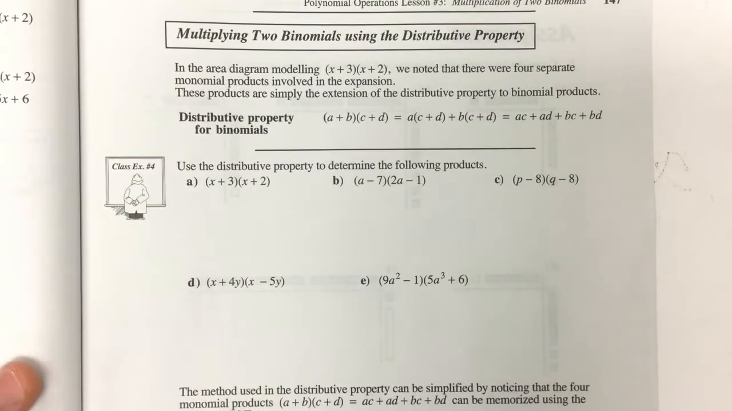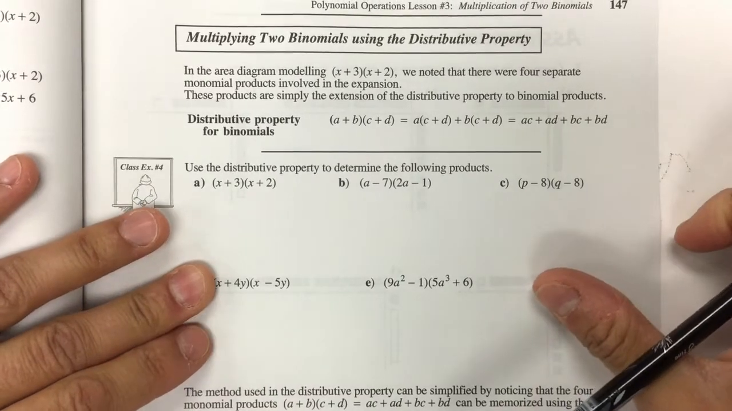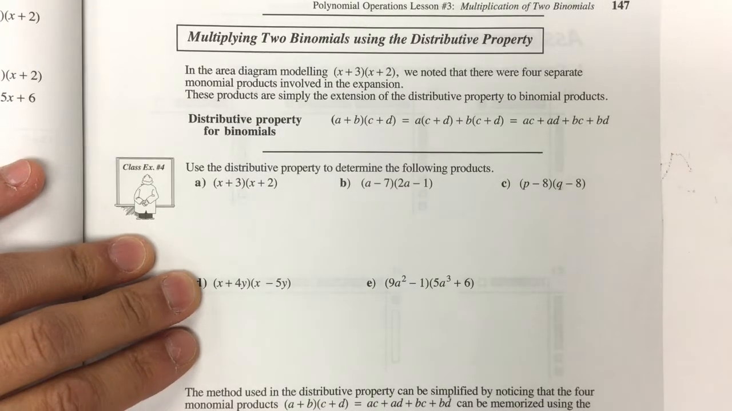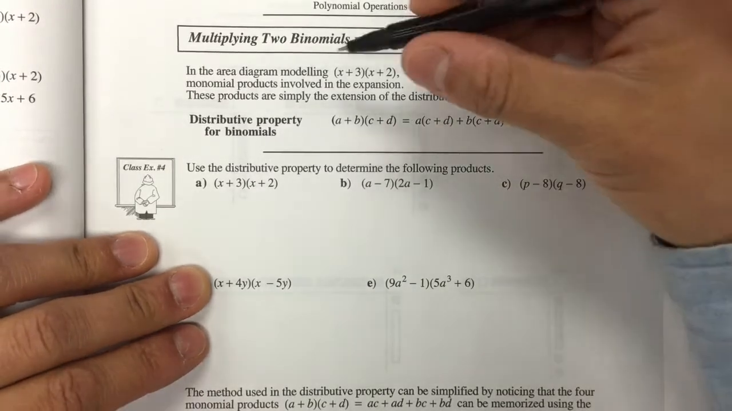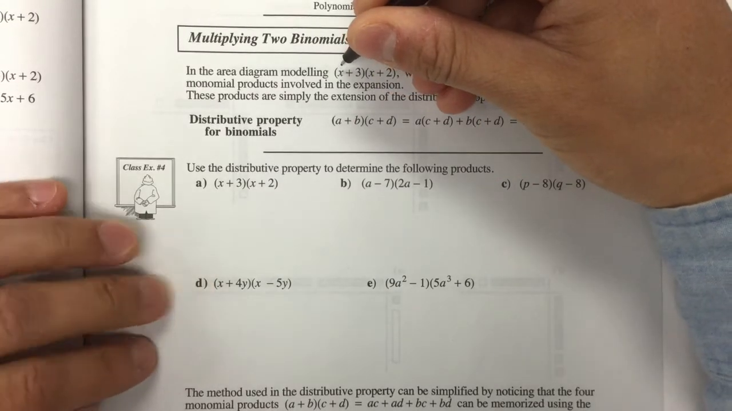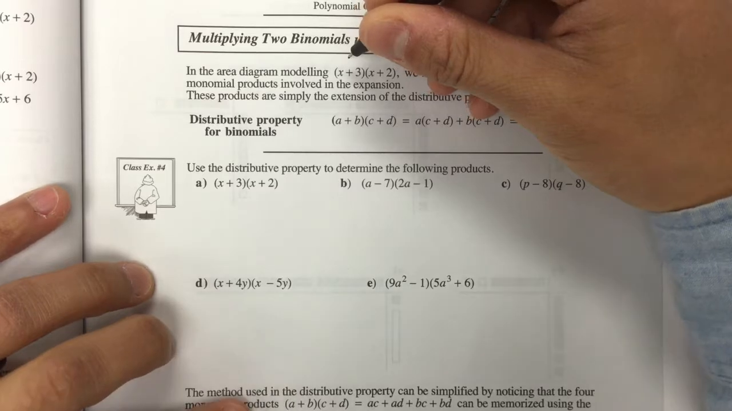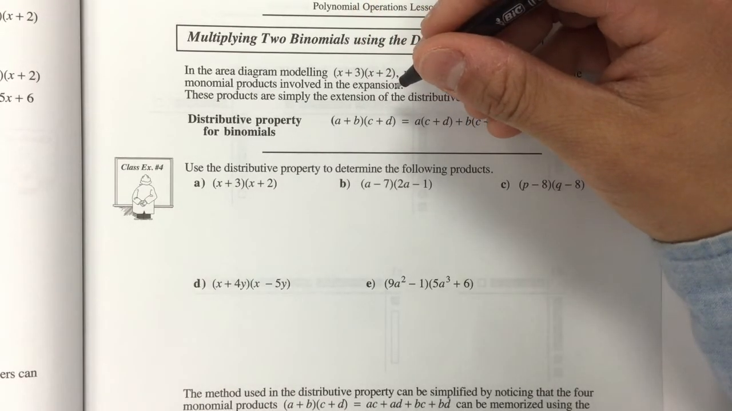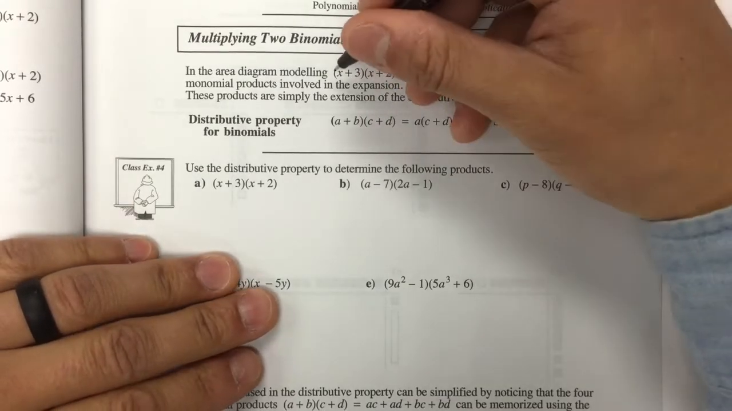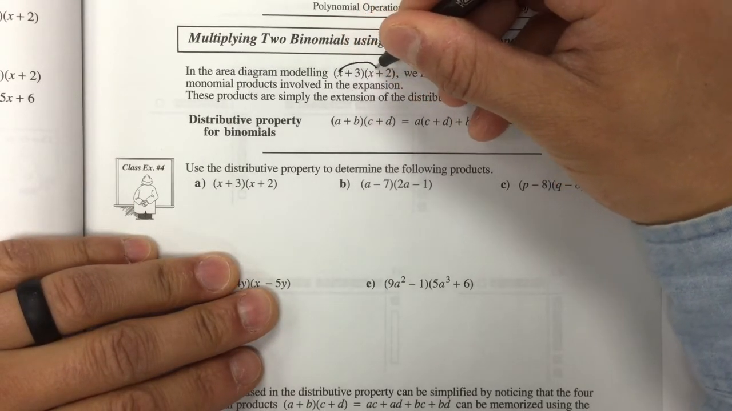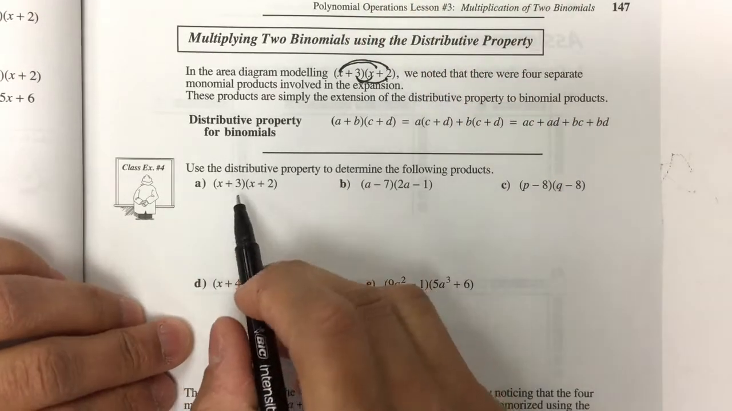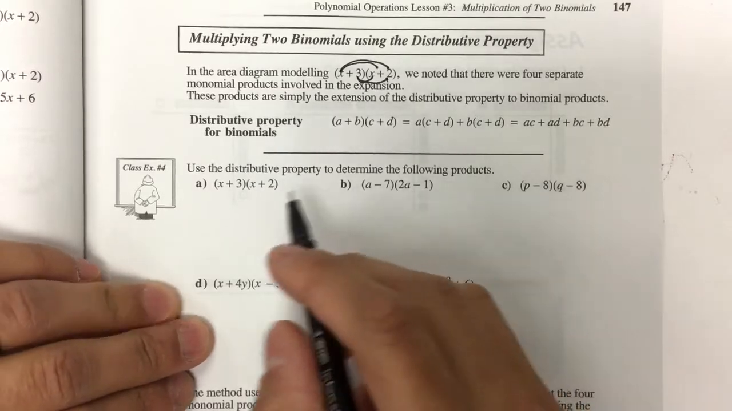Now that's not the only way to multiply binomials. We can also multiply binomials using the distributive property, or the distributive method. Now, when we're using the distributive method, we use a process that I'll explain in this next section here. I've got to distribute my values to both sides of my equations, like so. And so you use the distributive property to determine the following products.